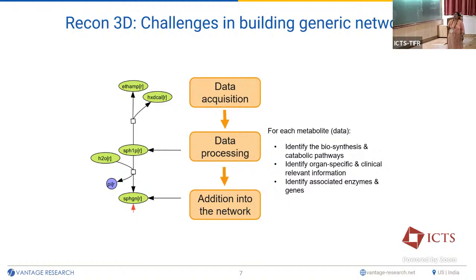Then you add it to the network. You have to have both the synthesis and the catabolic pathways of this particular metabolite that is coming into your data set. And then you do a series of network function tests. Most of these are again explained at the end of the presentation.